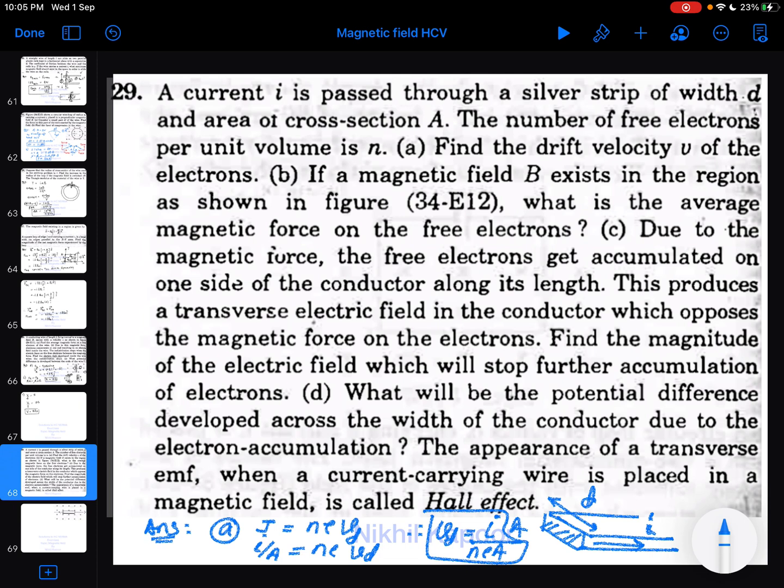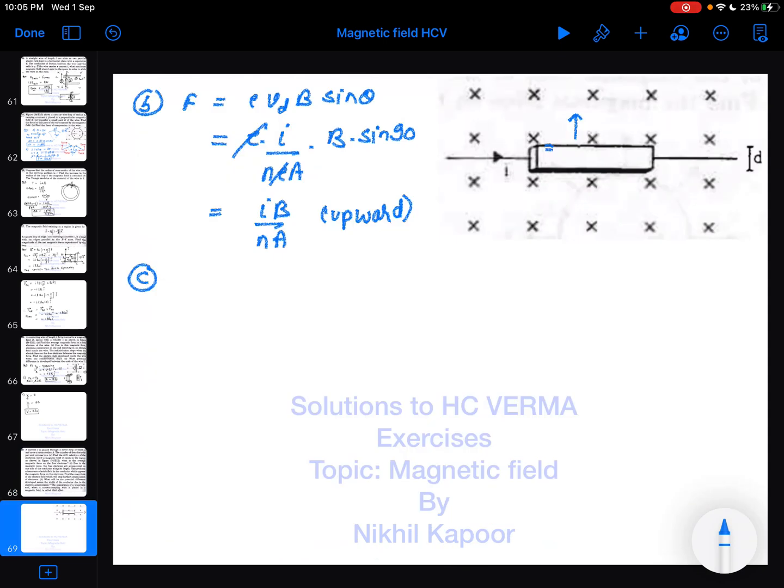C part, due to magnetic force, the free electrons get accumulated on one side of the conductor along its length. This produces a transverse electric field in the conductor, which opposes the magnetic force on the electron. Find the magnitude of electric field which stops further accumulation. So here, due to the upward force, the electrons will get accumulated here.